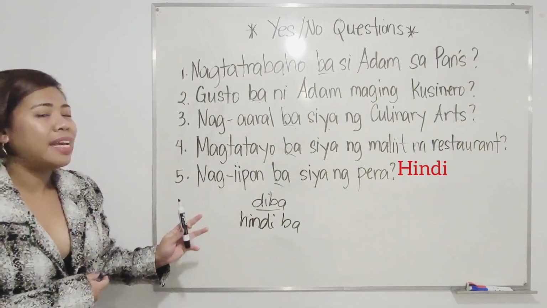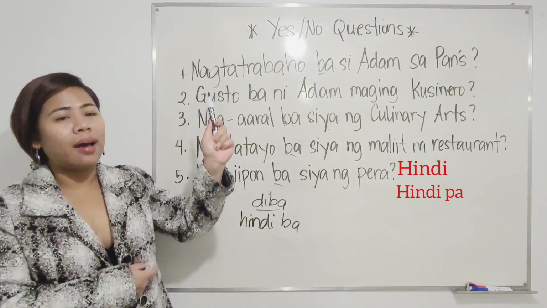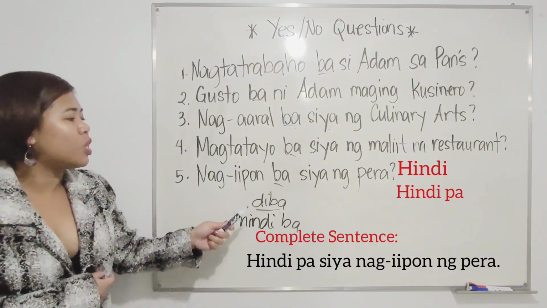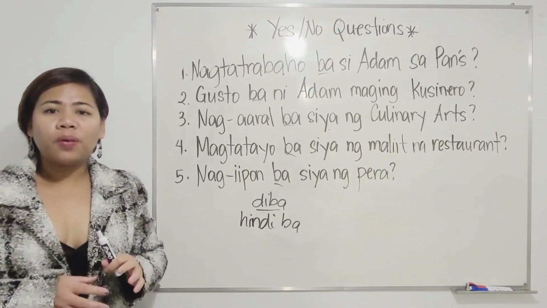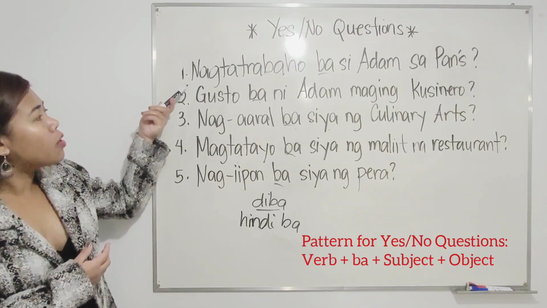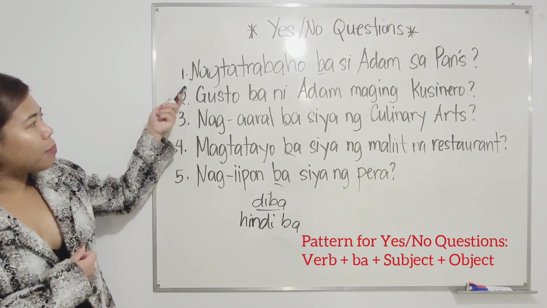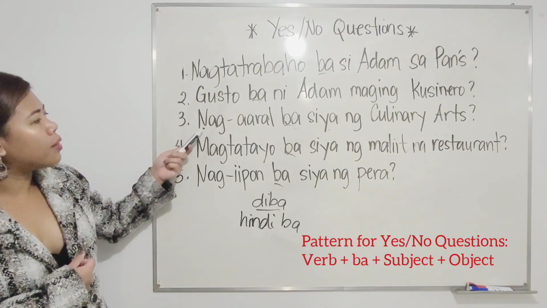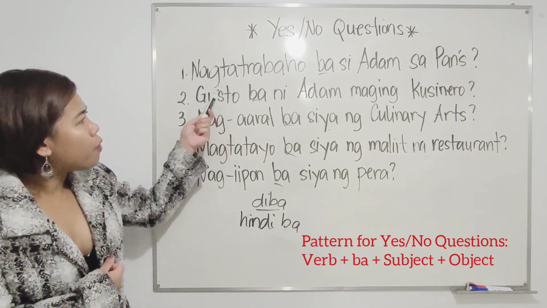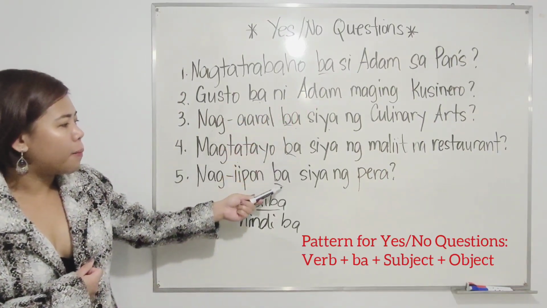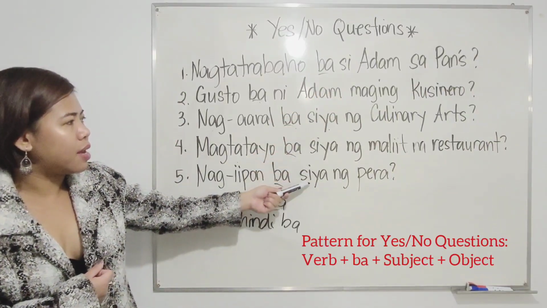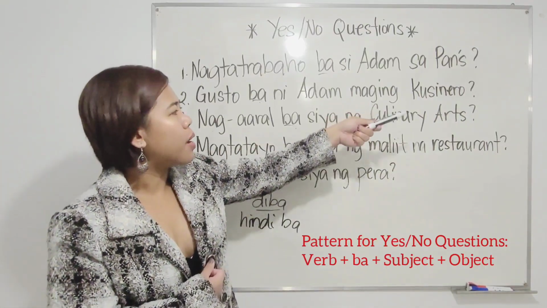Or when you answer this one, you say hindi pa, not yet. Hindi pa siya nag-iipon ng pera. He is not yet saving money. So if you notice, there's only one pattern when you are formulating the yes-no questions. It all starts with a verb. Nagtatrabaho, working. Gusto, want. Nag-aaral, studying. Magtatayo, going to build. Nag-iipon, saving. And then, followed by the question marker, ba. And then, next to that is the subject. Adam, siya, siya. So it's he. And then, the rest of the question.